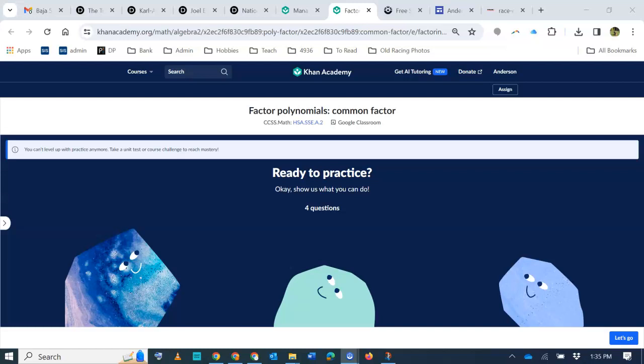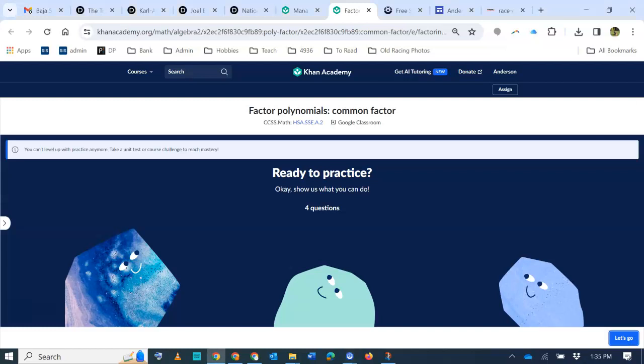Factor polynomials, common factor. So poly means many. We did mono the last two assignments. That means one. Binomial means two. Trinomial means three. And poly means many. So poly means binomial and trinomial, and anything above, really, one. Anything above monomial means polynomial.